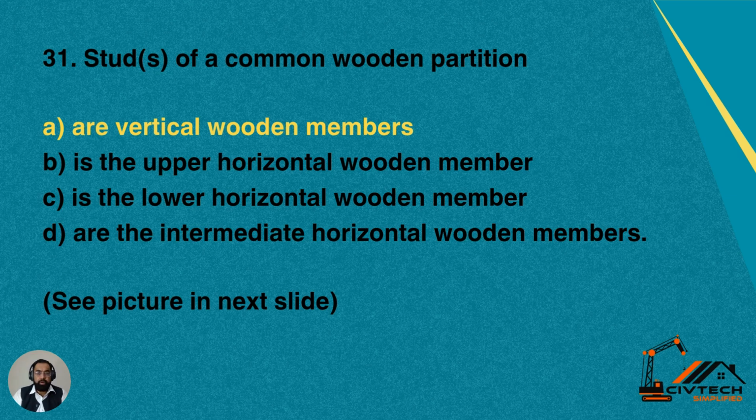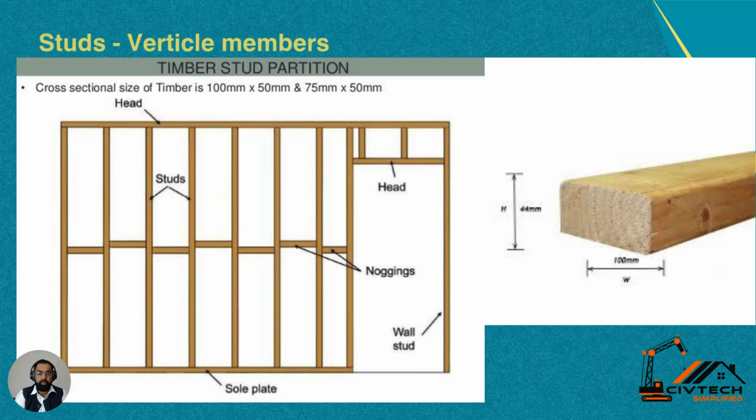Question number 31. Studs. Now, what is studs? We will explain in the next slide. Studs of a common wooden partition: number A are vertical wooden members. Number B is the upper horizontal wooden member. C is the lower horizontal wooden member. D are the intermediate horizontal wooden members. So we know that studs are vertically placed wooden members in a wooden structure or wooden partition. So option A for this question is correct.